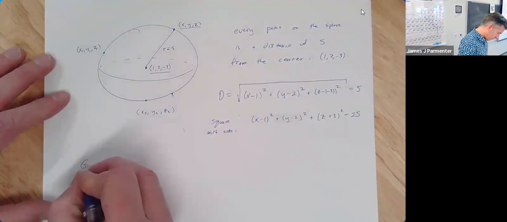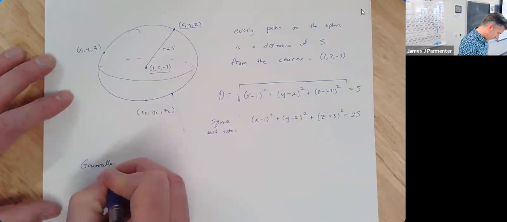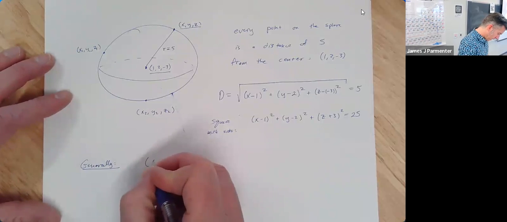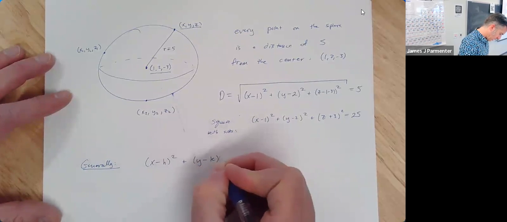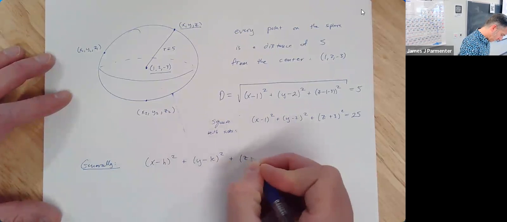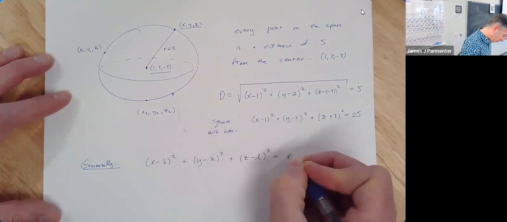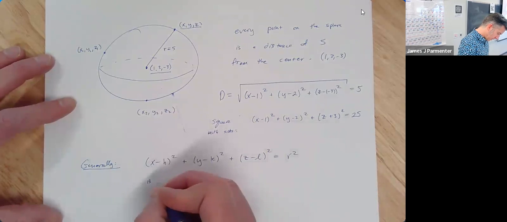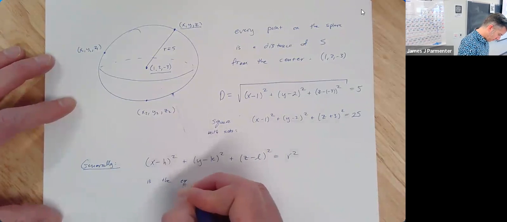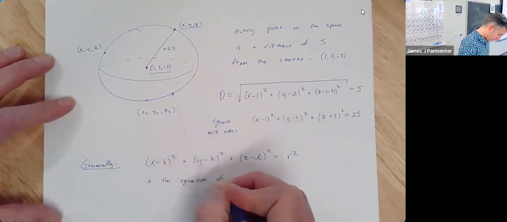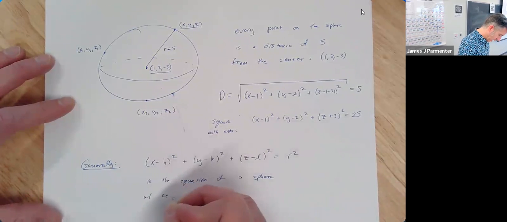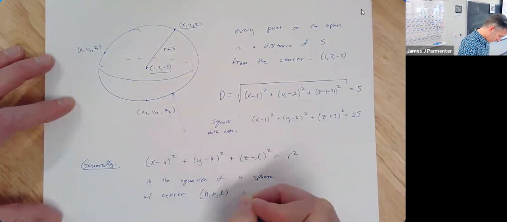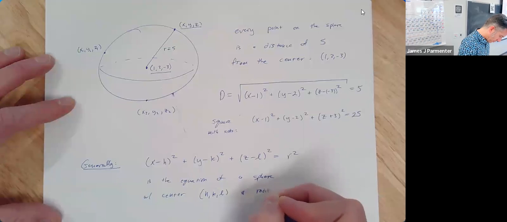More generally, here's the general equation. x minus h squared plus y minus k squared plus z minus l squared equal to r squared is the equation of a sphere with a center of (h, k, l) and a radius of r.